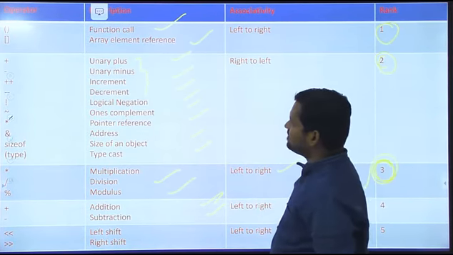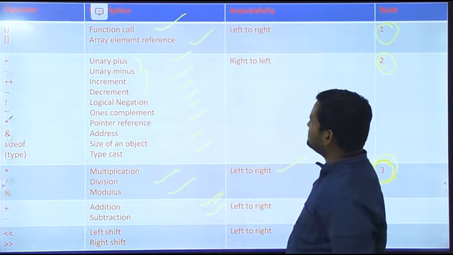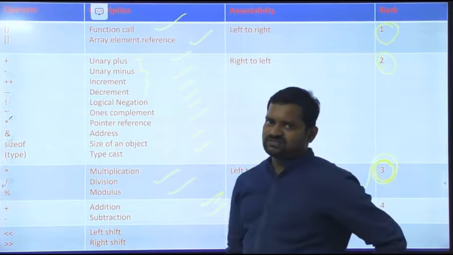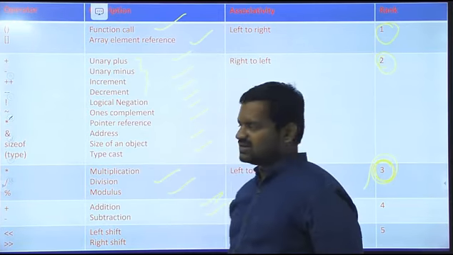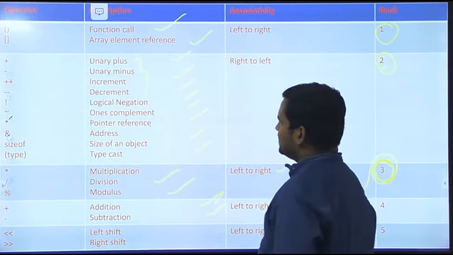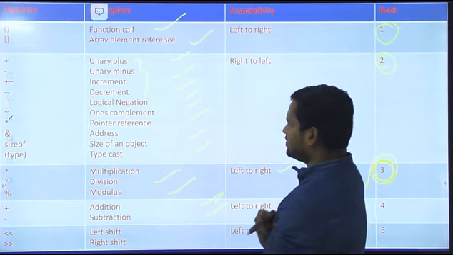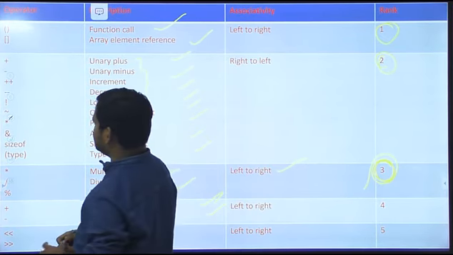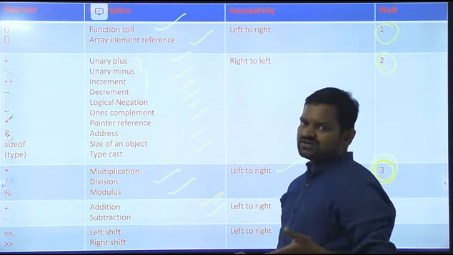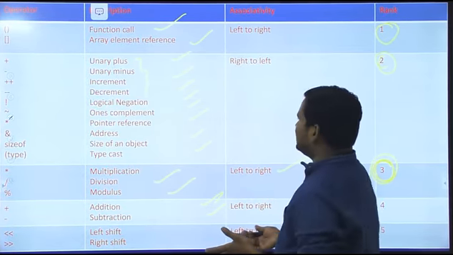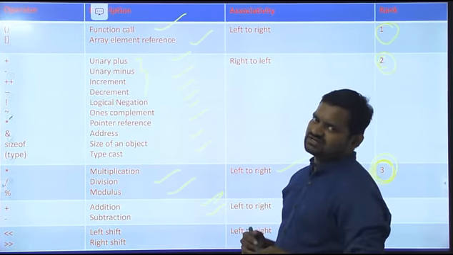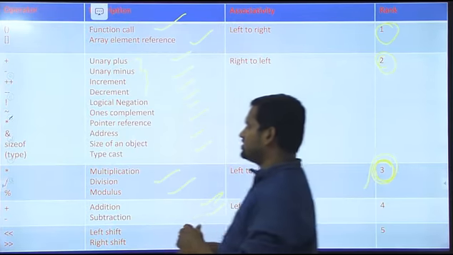What is precedence? Precedence is the priority of the operator. Depending upon the priority of the operator, we have to evaluate an expression. Associativity follows whenever operators of the same precedence are available in an expression.